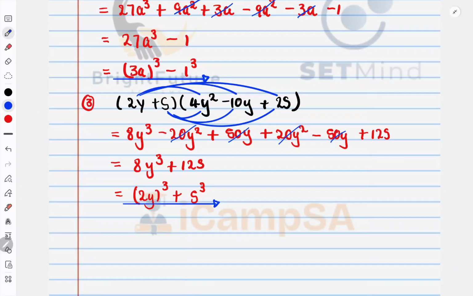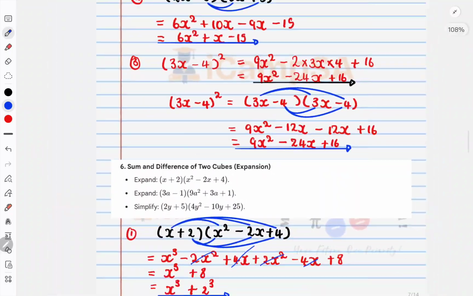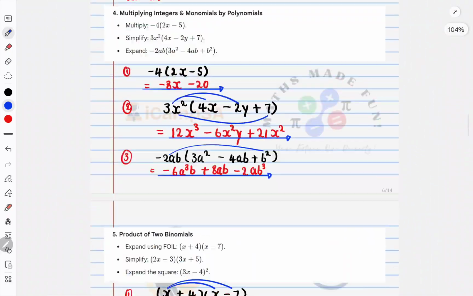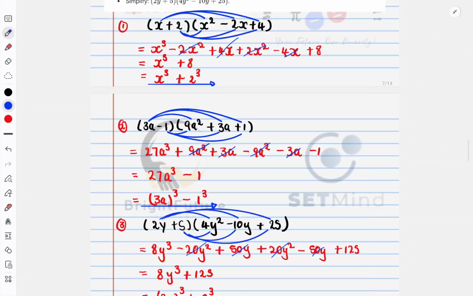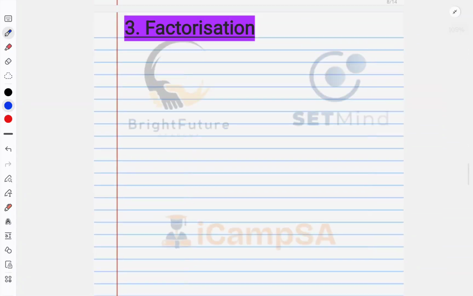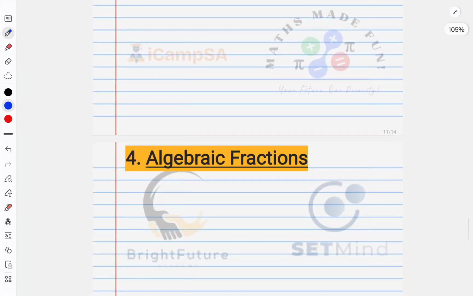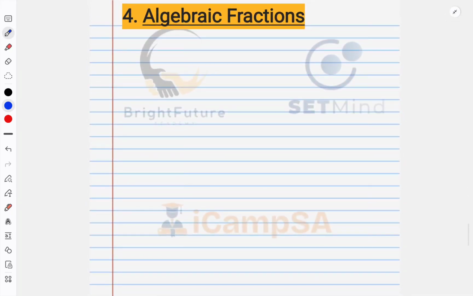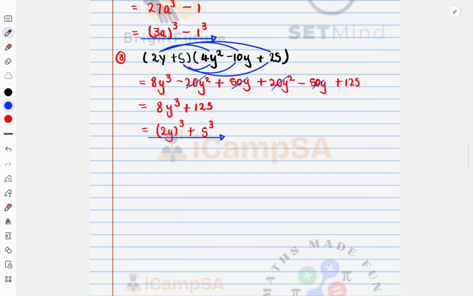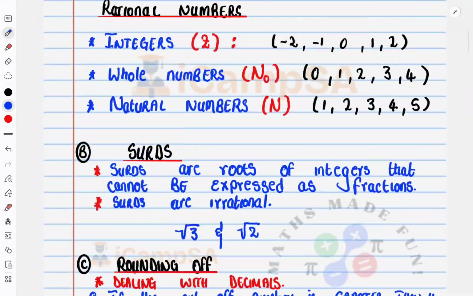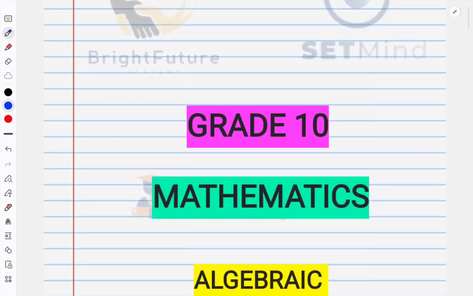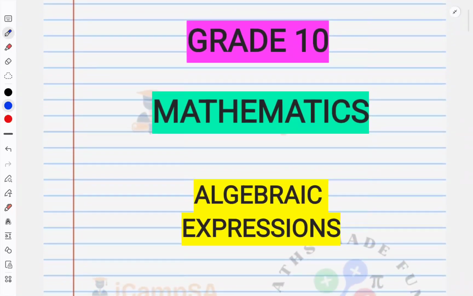Okay, I think that is it for lesson 1 in algebraic expressions. Next we'll do factorization, and then we'll do algebraic fractions, and then we'll be done with algebraic expressions. Then we'll go into doing more problems so that you can be familiar with such.